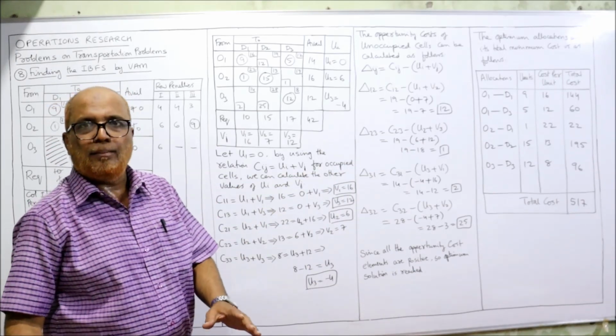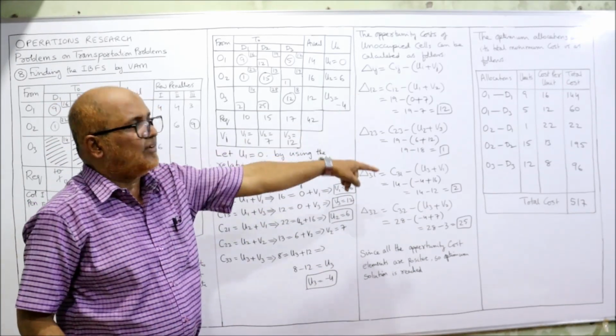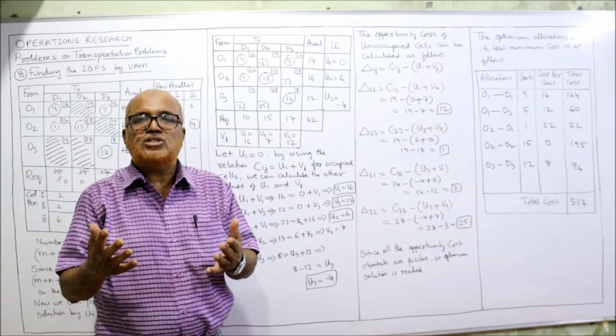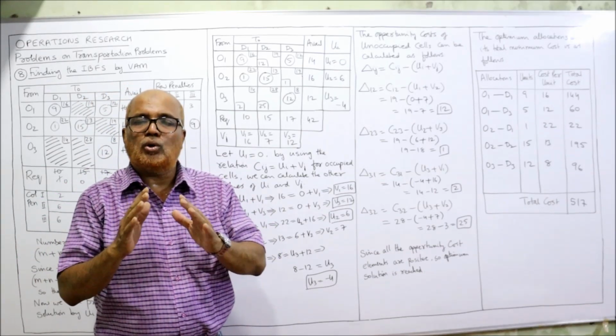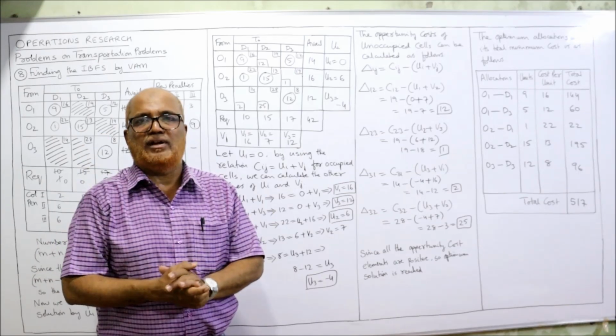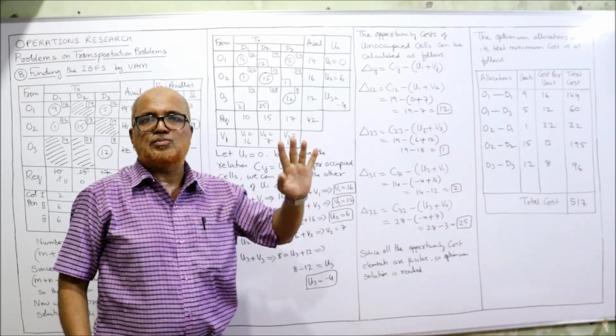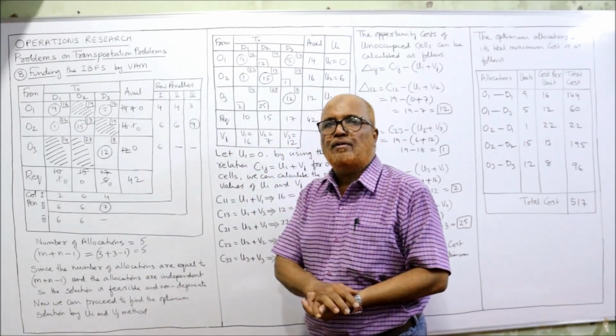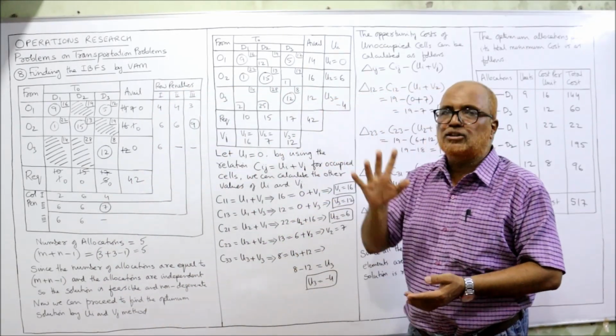Now, if the business allocates in this way, the total cost will be 517. If they change the allocation, definitely the total cost will be more than 517. This is the minimum transportation cost. So in this video, only one problem I have explained, that 8th problem.